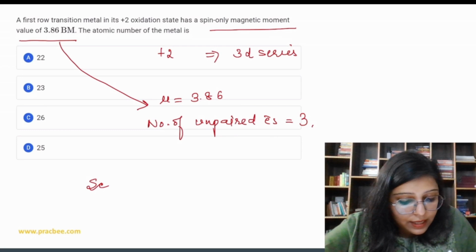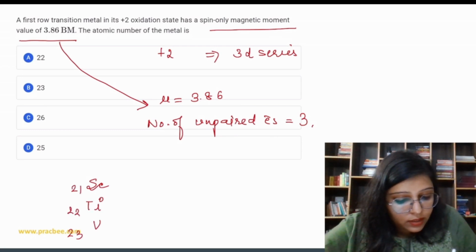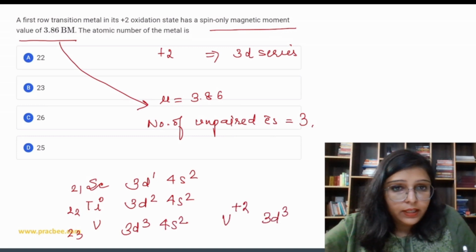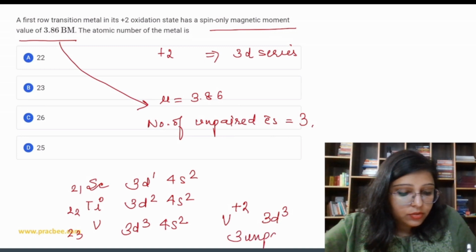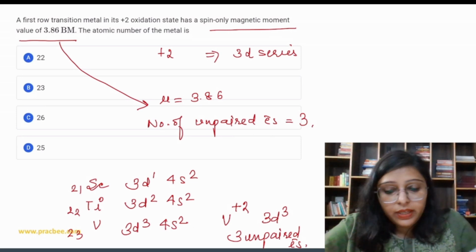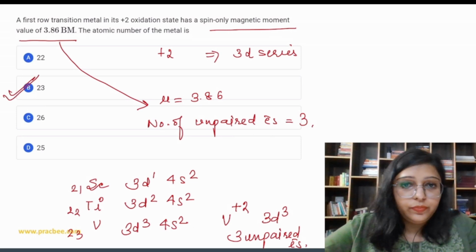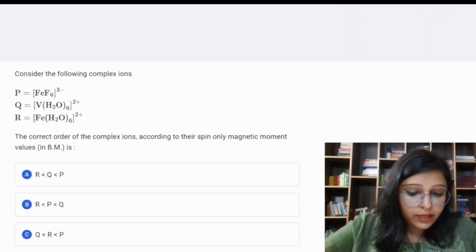So see, scandium, titanium, vanadium: 21, 22, 23. 3d1 4s2, 3d2 4s2, 3d3 4s2. So vanadium in plus 2 has 3d3, it means 3 unpaired electrons. Okay, so we can say option number B is the correct answer. Now let's do the next question.